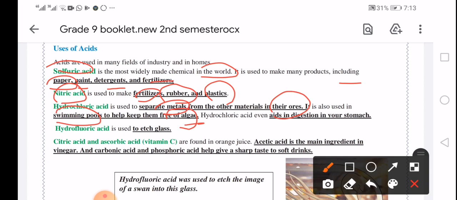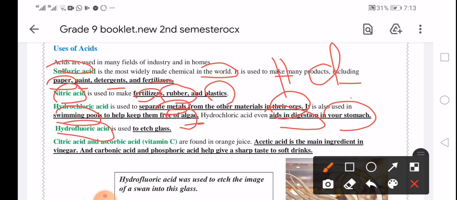Hydrochloric acid even aids in digestion in your stomach. Inside your stomach we have HCl, hydrochloric acid, to help what? To help digestion of food. Hydrofluoric acid is another example of acids, used to etch glass.